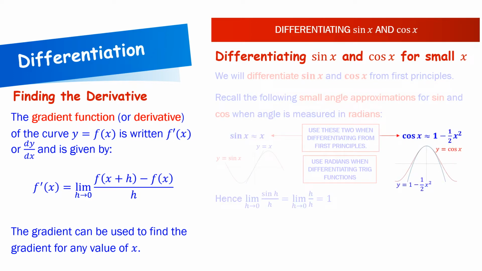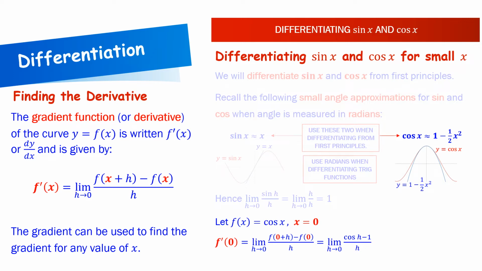Now let's differentiate cos x close to 0. We're going to again let f of x equal cos x and x equals 0. And so differentiating f of x equal to cos x gives us f dash of 0 equals the limit as h tends to 0 of f of 0 plus h, which is cos h, minus f of 0, which is cos 0, which is equal to 1, all over h.